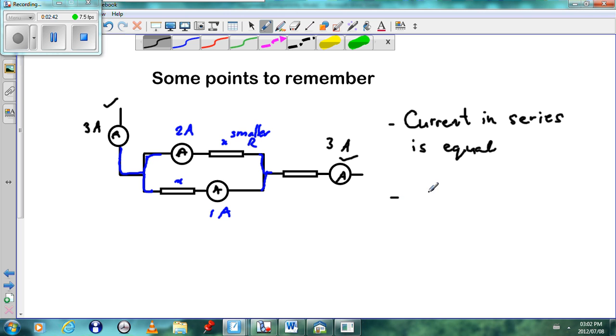Then what we can also say is that if you look at current in parallel, the 2 amperes and the 1 ampere will give us 3 amperes. Current in parallel is added to give total current.